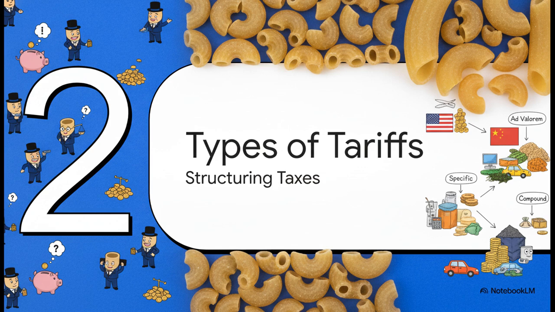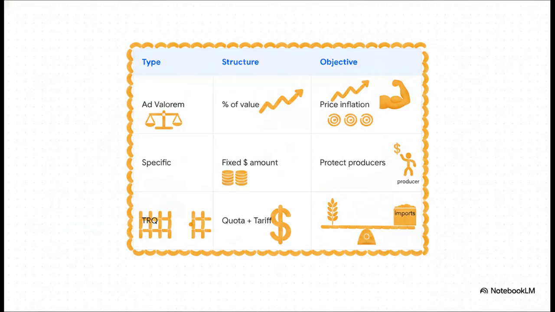So let's move to Section 2, types of tariffs. And this brilliantly illustrates how the math actually works. Depending on what a government wants to achieve, they rely on three main structures. First up is the ad valorem tariff. This is basically a fixed percentage of the imported goods' total value. Think of a flat 25% tariff on imported steel. And because it's a percentage, it automatically adapts to price inflation.